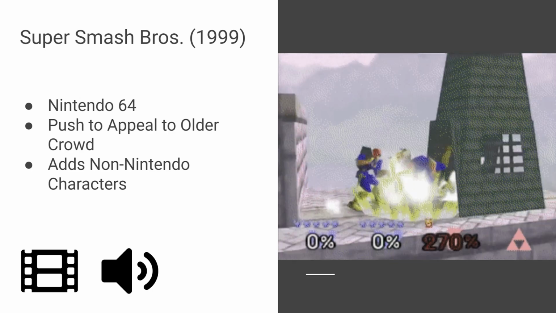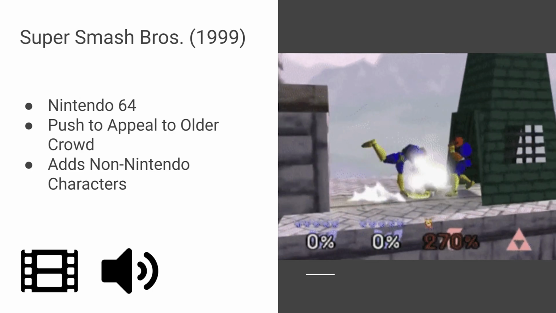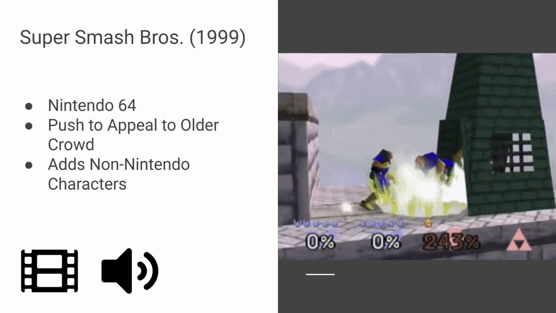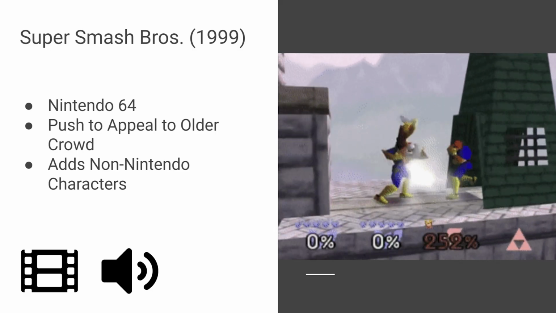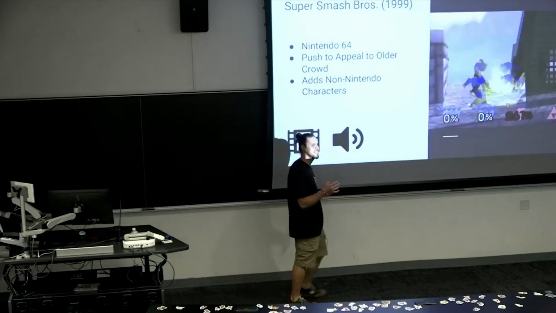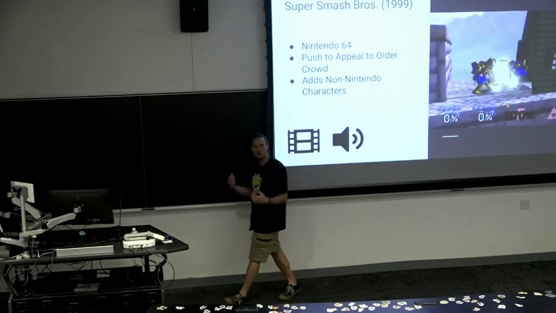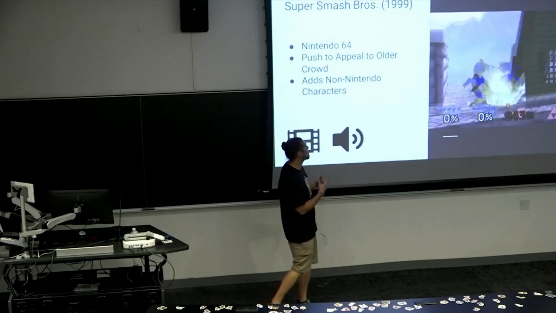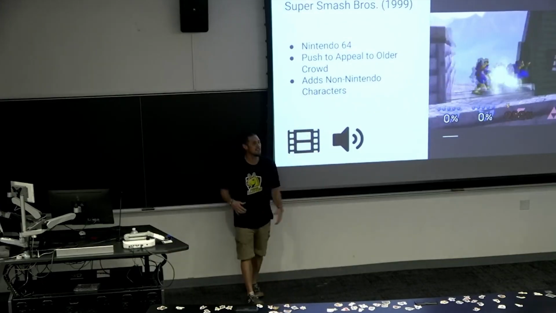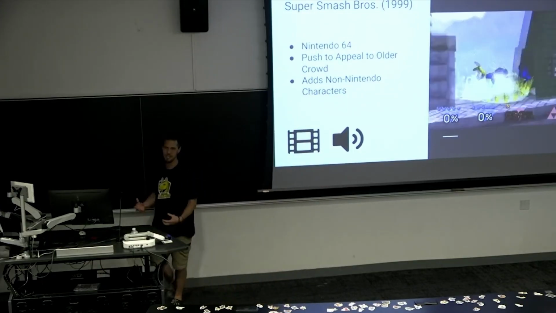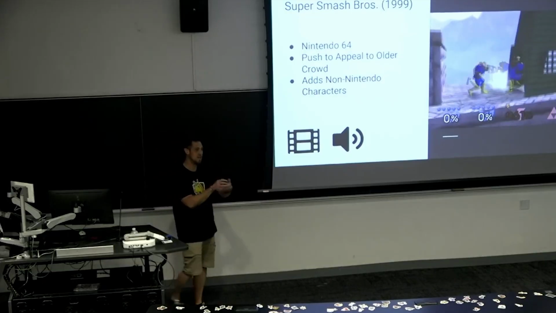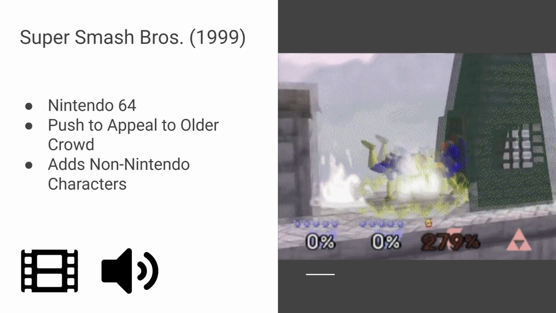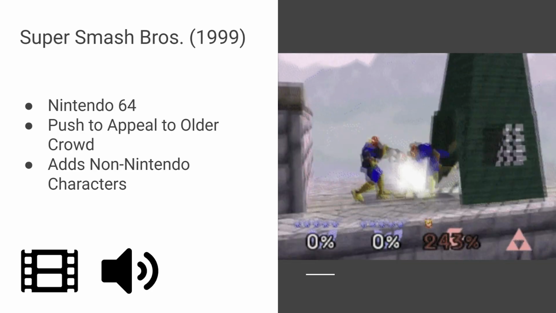You see that continue. Super Smash Brothers, 1999. Pushing to an older crowd, it's like, hey, what if we threw these Nintendo characters that we have into a fighting game? What if we said like, okay, like Mario's neat and all, and you're jumping on guys' heads. What if Mario is punching people? Like, could we appeal to older people then? It worked. The more important thing is they started adding non-Nintendo characters. Again, you're getting this sort of cross-pollination of ideas where it's like, hey, we have this idea, we have a platform, we want your characters to be part of it. And so they add it.